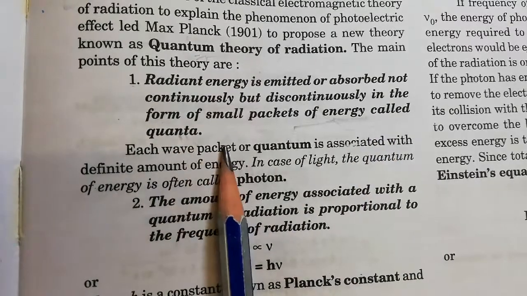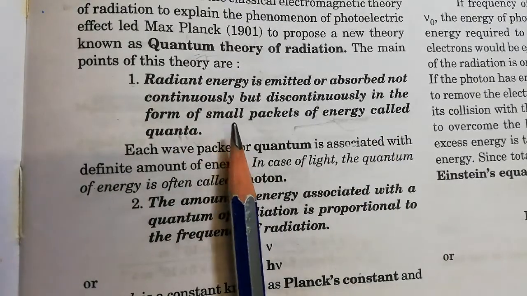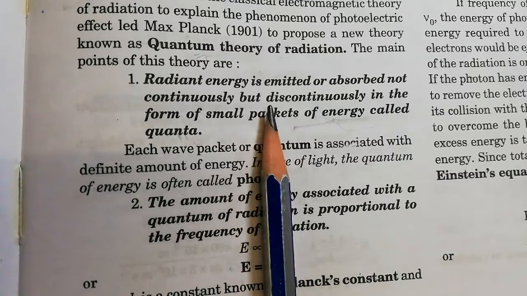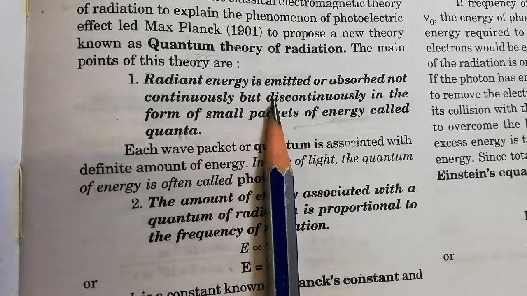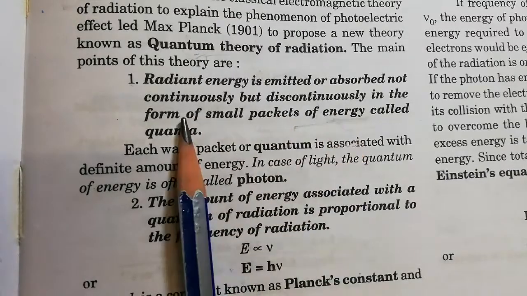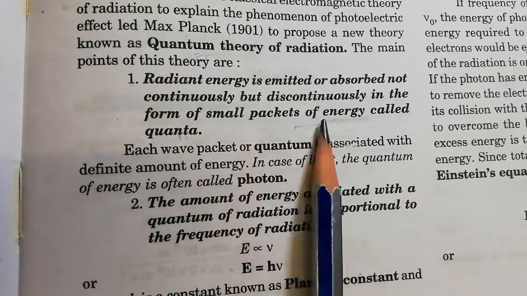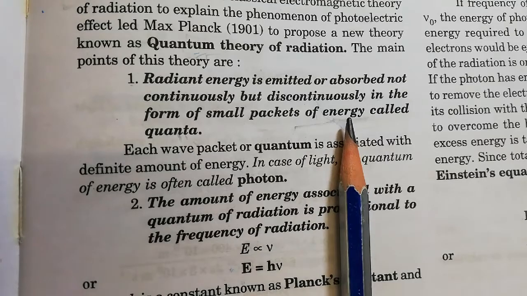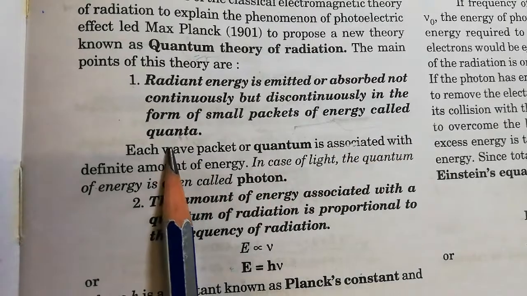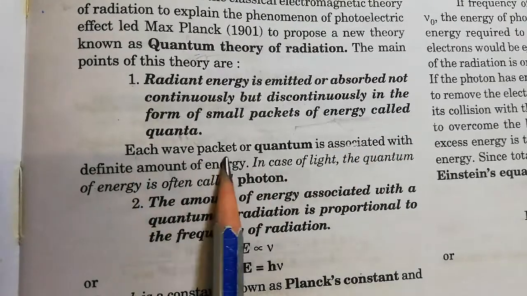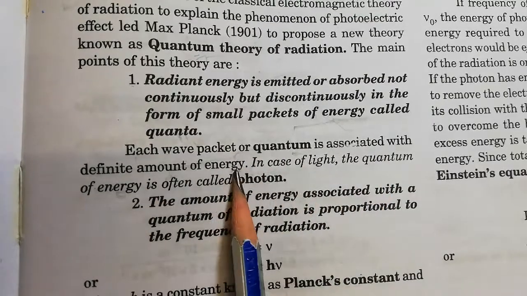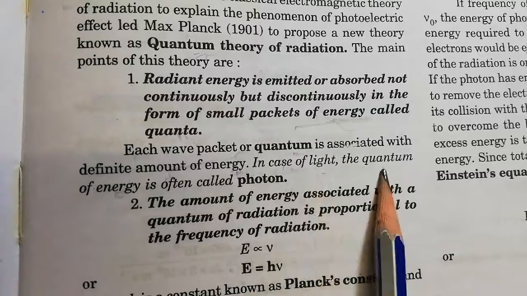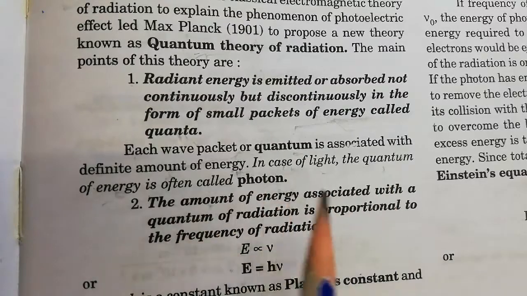So what does it mean? It means that you are getting a certain amount of heat from somewhere else. Whatever heat energy is coming to you is not coming continuously but discontinuously, in the form of a large number of small packets of energy, and those packets of energy have been named quanta. Each wave packet or quantum is associated with a definite amount of energy. In case of light, the quantum of energy is often called a photon.